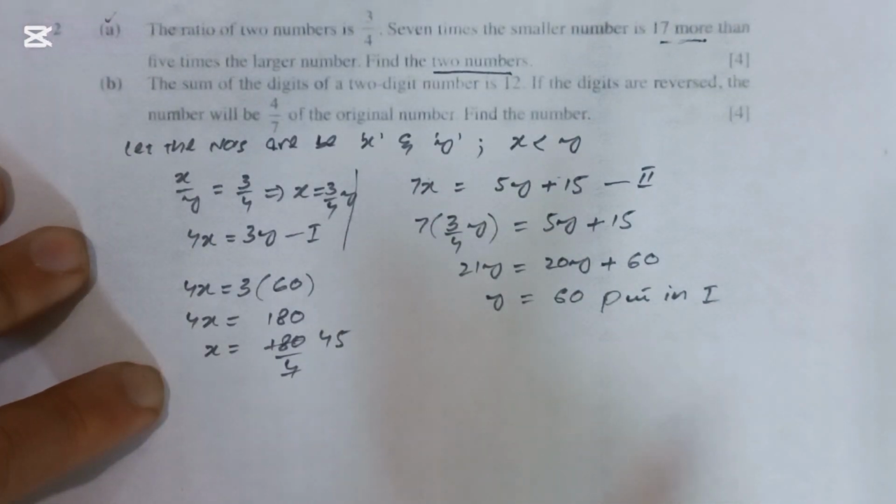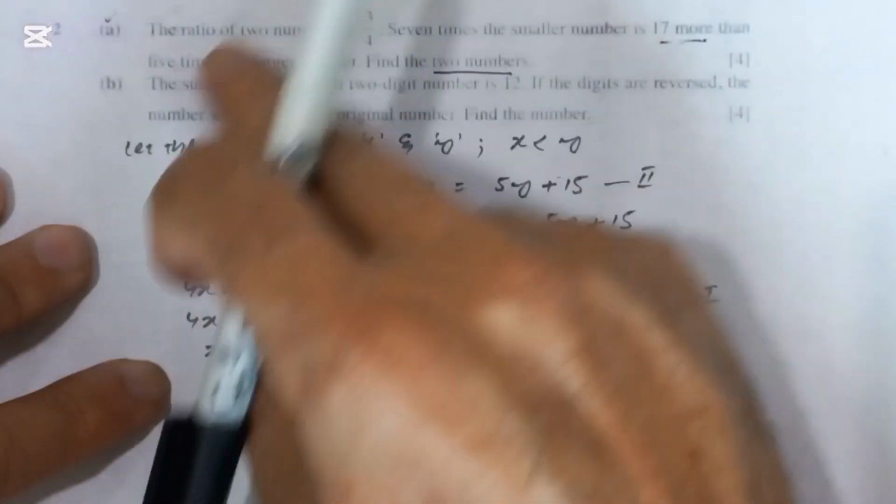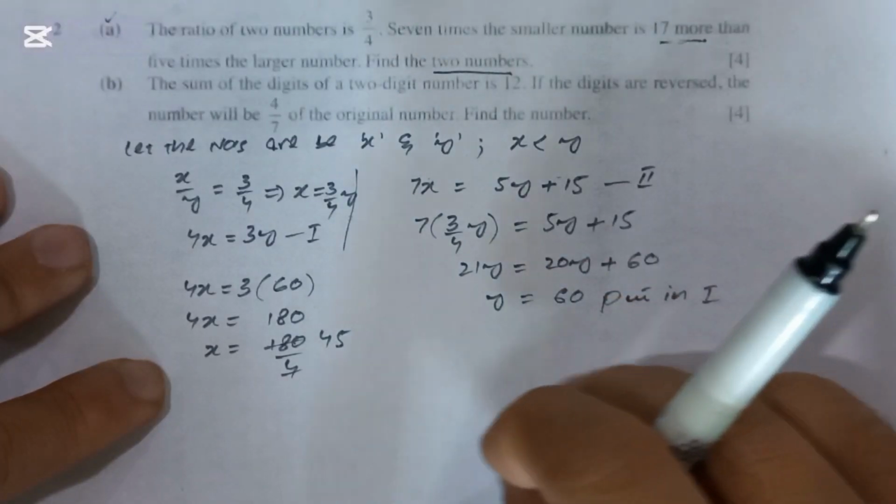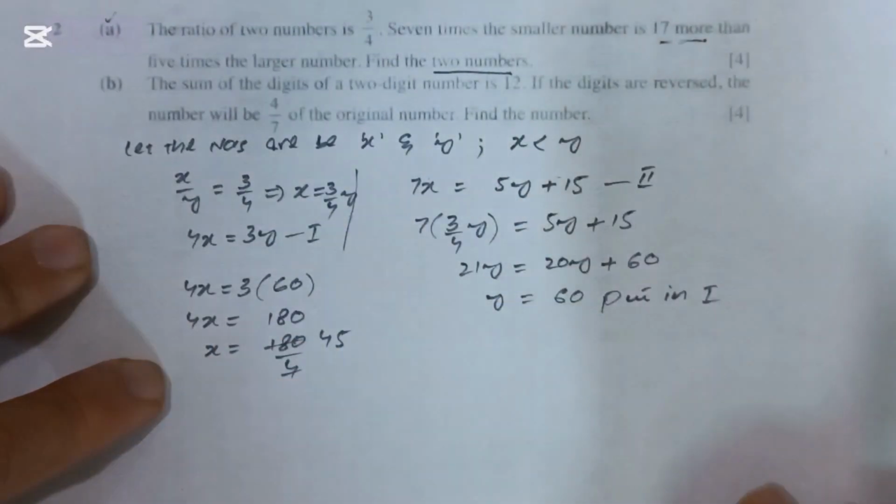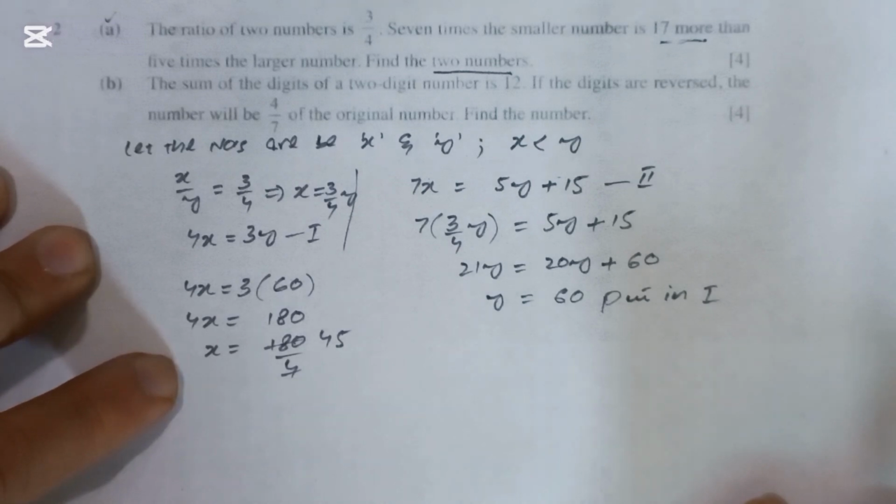So beta, this is the method. The only difficulty in this kind of question is to understand this statement carefully, and if you are successful in making the accurate equations, there will be much easier. Rest of the question will be much easier because you will follow the same steps.